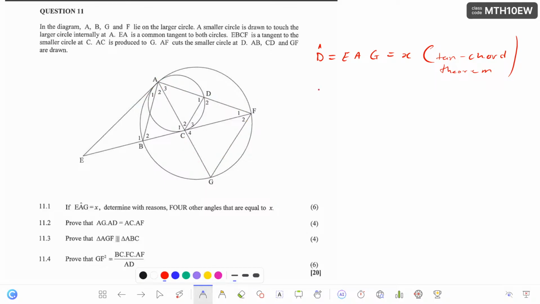So I also have AFG is equal to EAG, which is equal to x. Tan chord theorem, same reason.